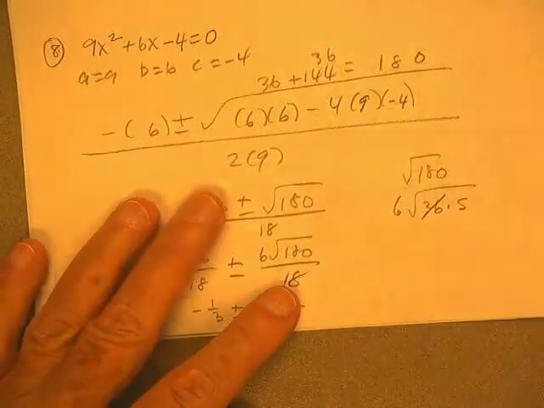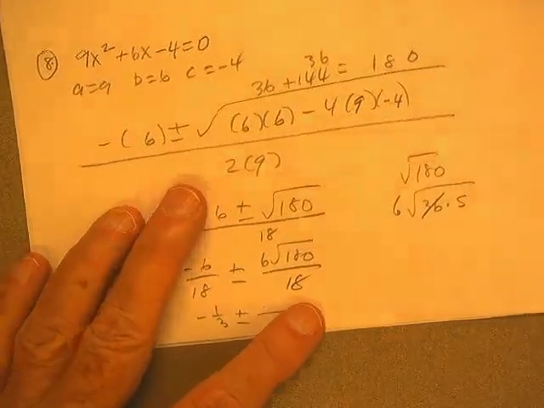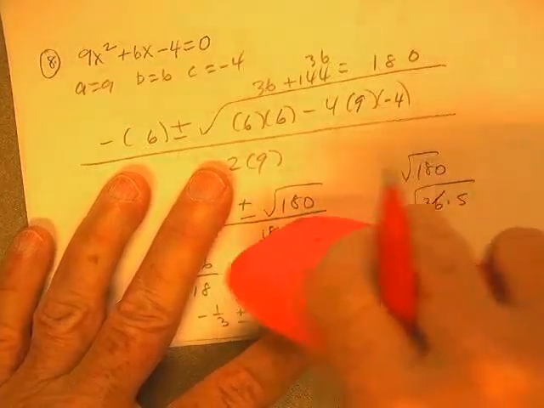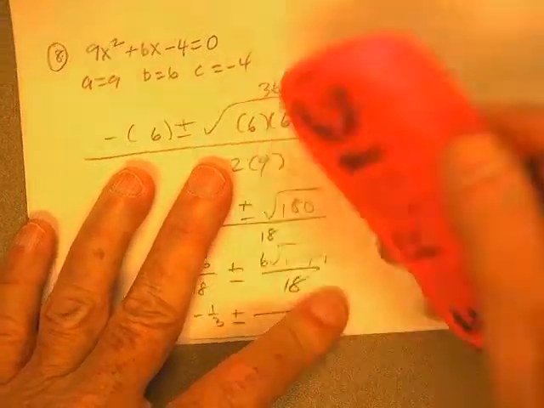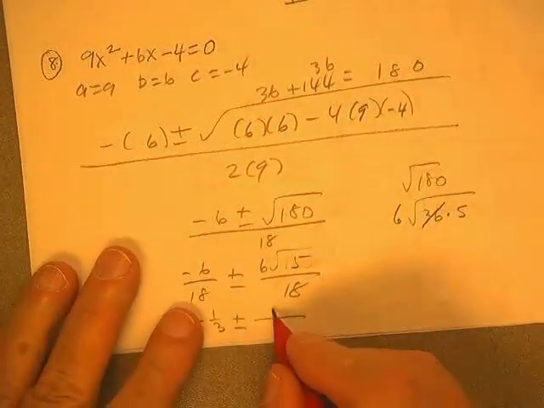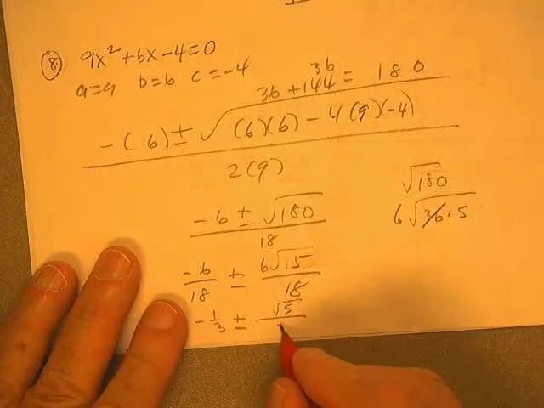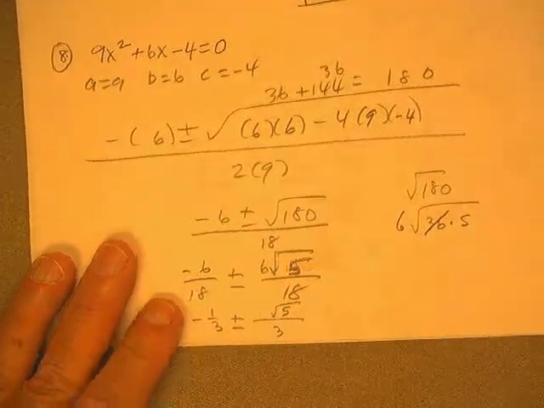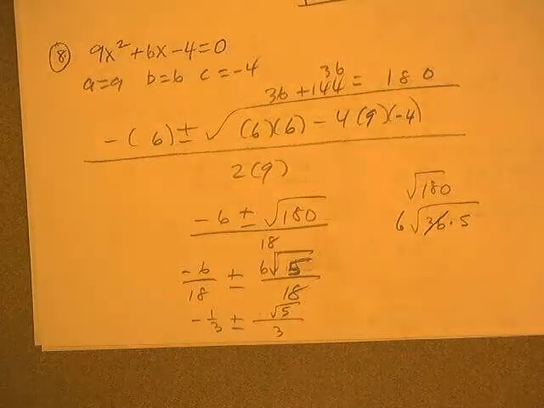That should have been a 36 in there. I mean a 5 in there. I wrote 180 in there. That eraser's for really big mistakes. So this is root 5 over 3. Okay, so that's good on that one.